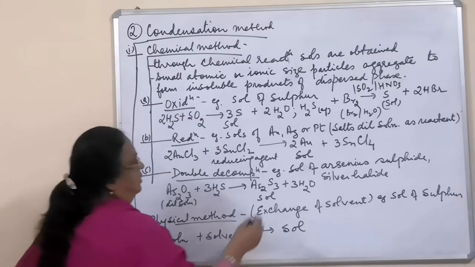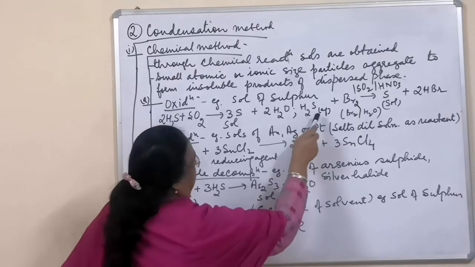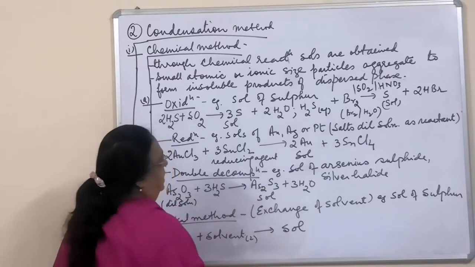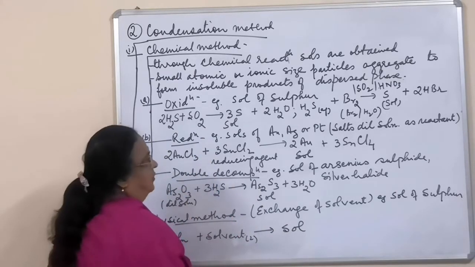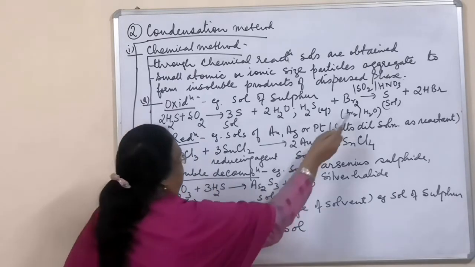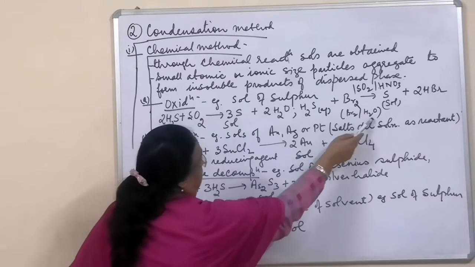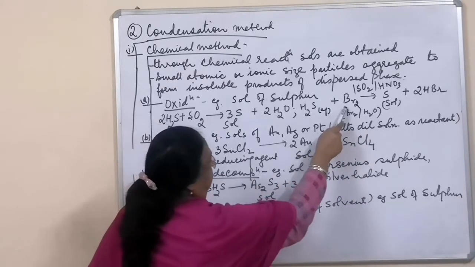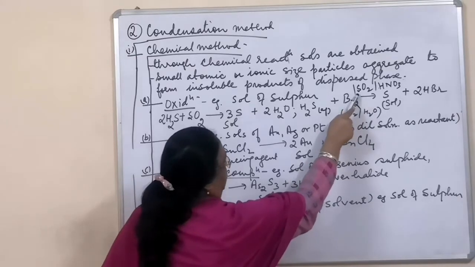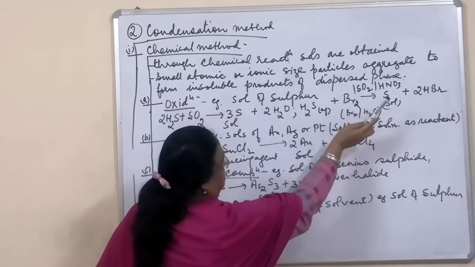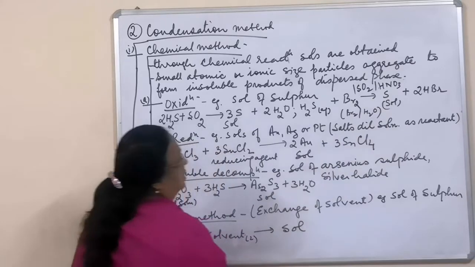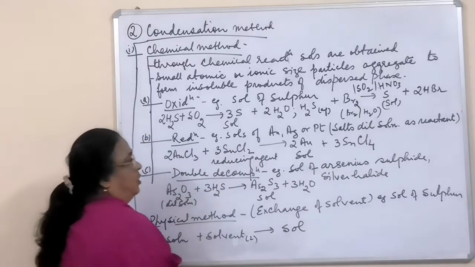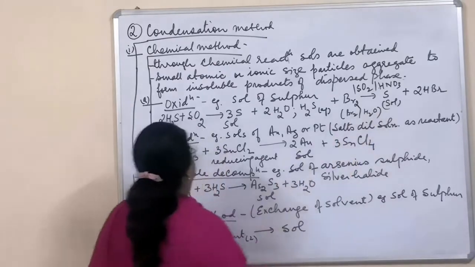And another example, you can see H2S aqueous solution is taken, and in that an oxidizing agent, bromine, is added. Your oxidizing agent is bromine water. Br2 over H2O means bromine water. Or in place of bromine water, you can use sulfur dioxide as an oxidizing agent, or you can use nitric acid as an oxidizing agent, and then we get a sol of sulfur.